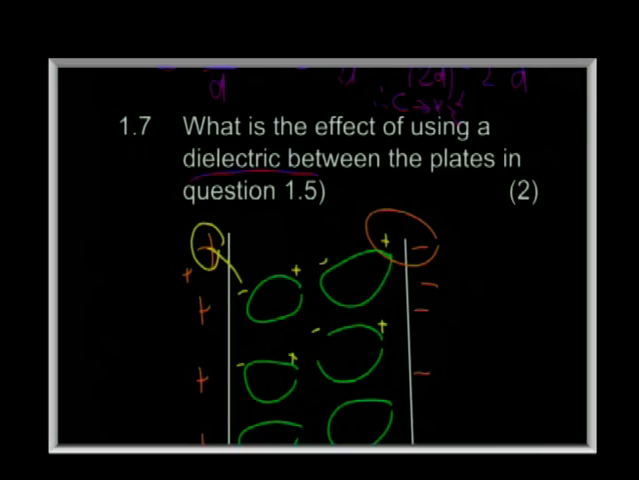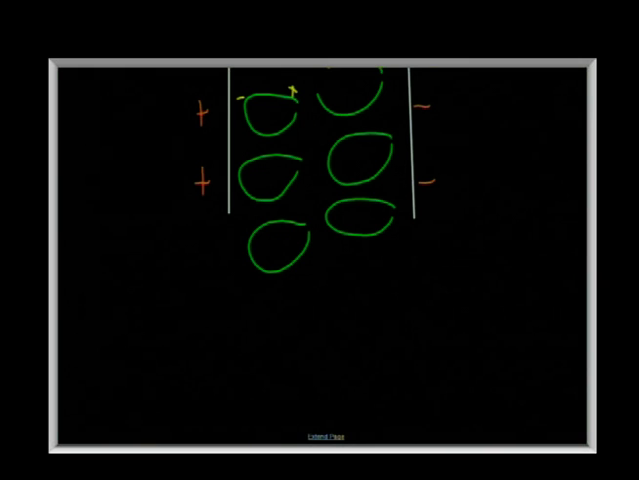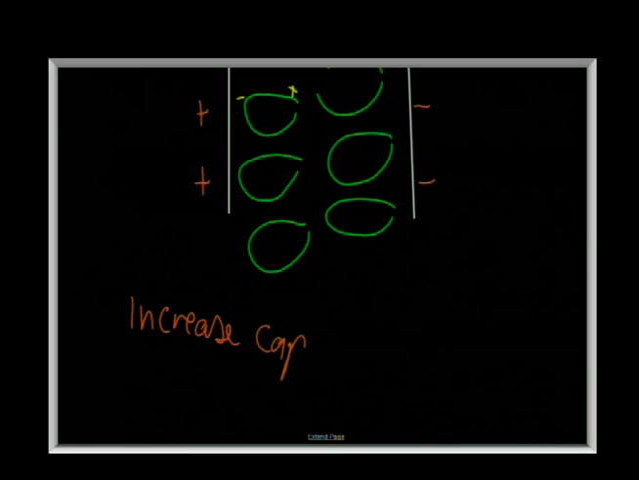So by including a dielectric into a capacitor, what you've got to recognize is you increase the ability of the plates to hold more charge. And so more charge from the battery, if it's charging, can rest on the plate. The potential difference isn't going to change, but the number of charges is. And so the capacitance will increase. So that's the important thing. What is the effect of using a dielectric between the plates? In the question above, we're going to say it will increase the ability of the capacitor to hold charge, which means it will increase capacitance.